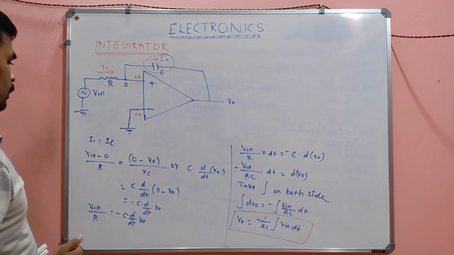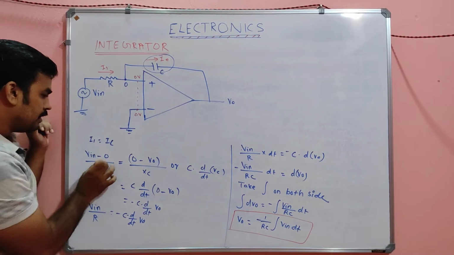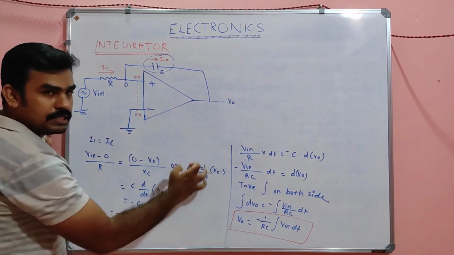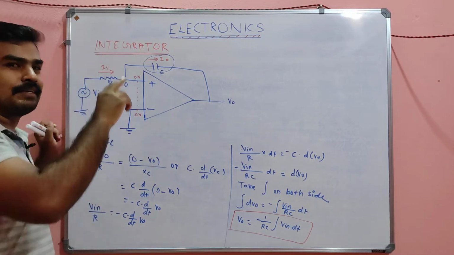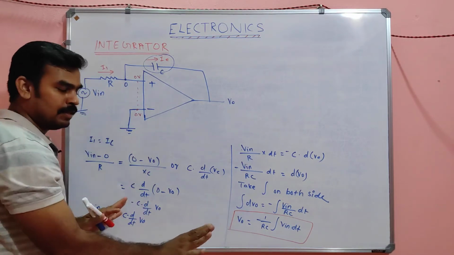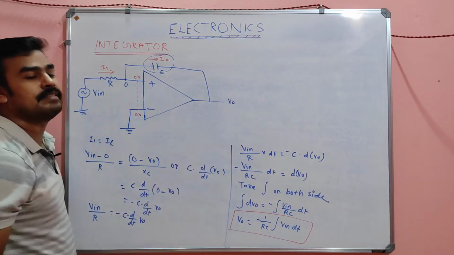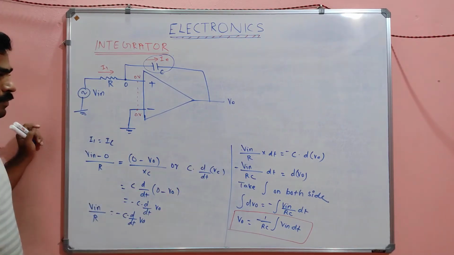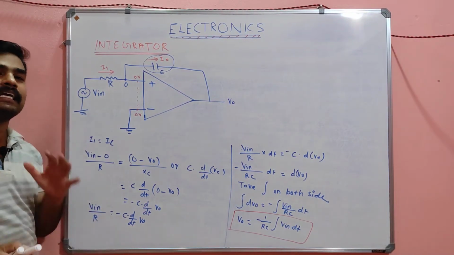That's all about it. Both equations are there. You can use the V input minus 0 equation. This equation is also useful, but it will give the other form. Finally you will get the same answer, but this equation will be easier. So that's all. This is nothing but the ideal integrator circuit.